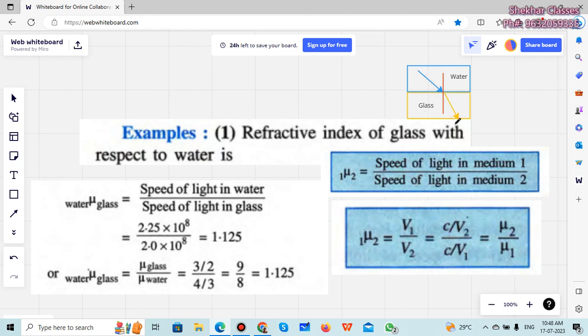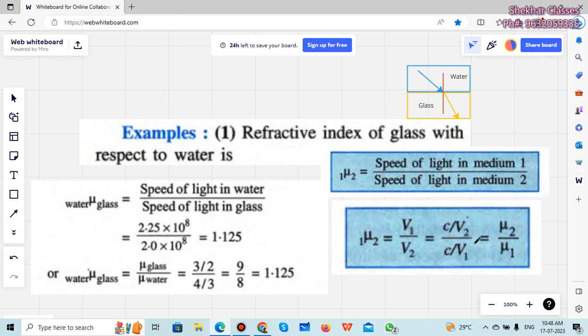Is that okay? Irrespective of this, if light goes from denser to rarer, it will bend away from the normal. If it goes from rarer to denser, it will bend towards the normal. Remember, it has been given in the summarized part here. You have to make a note of all of these: the refractive index from medium 1 to medium 2 is the velocity of light in the first medium upon the velocity of light in the second medium.